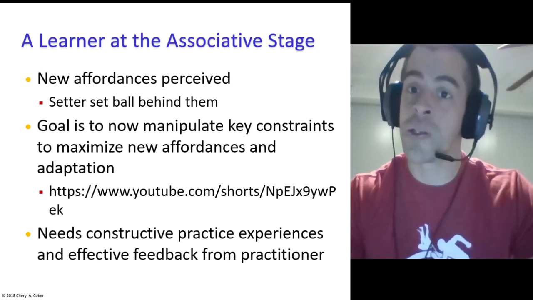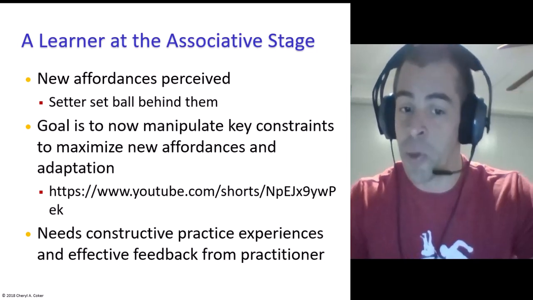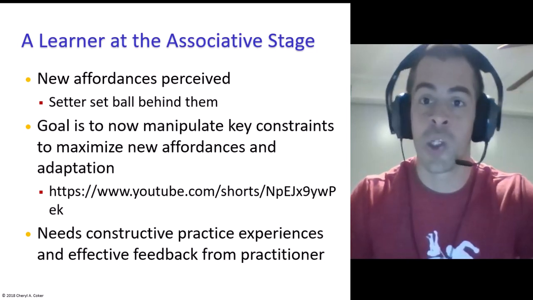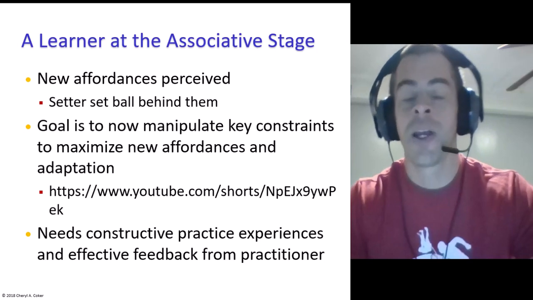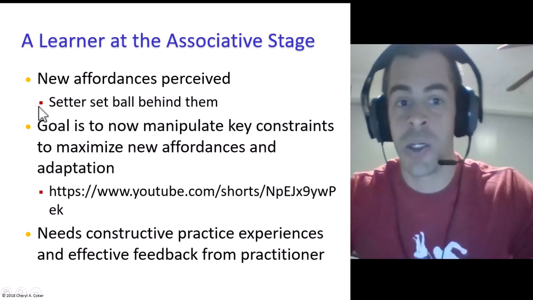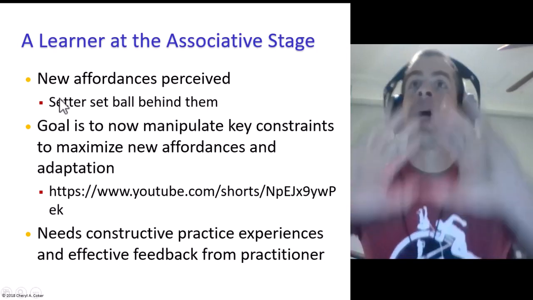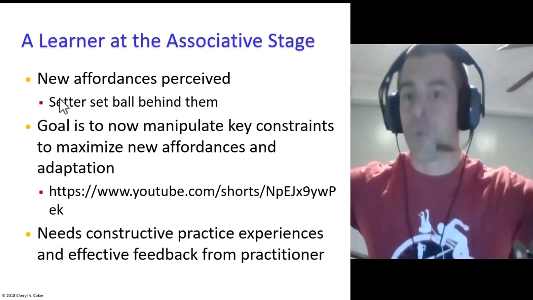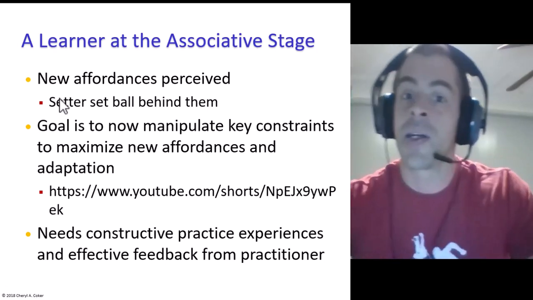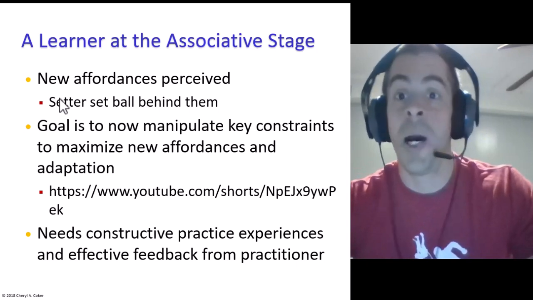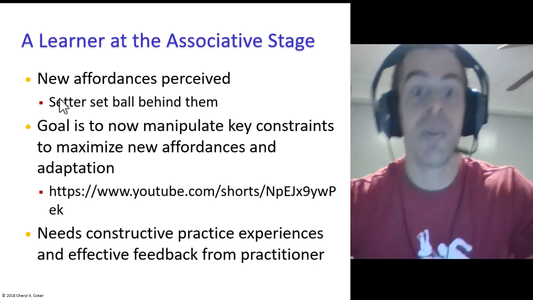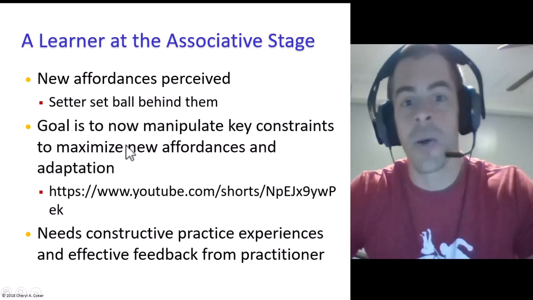New affordances are perceived. Remember, oftentimes we are talking about sports within this class. So the example here is, imagine a volleyball setter who now learns, oh, I don't have to just set the ball straight up. Now I could learn to set the ball behind me potentially.